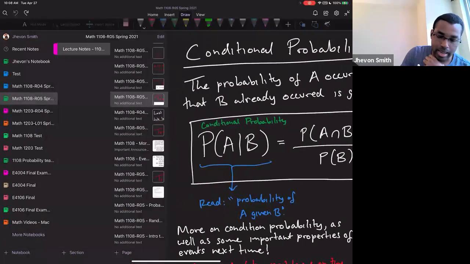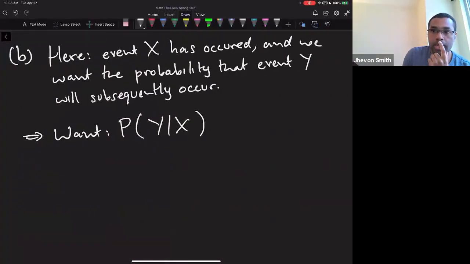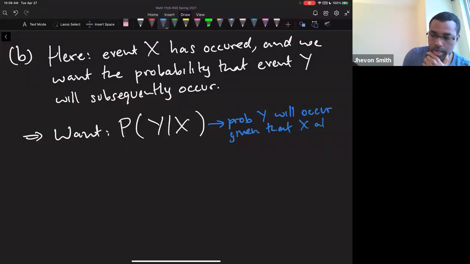That's not the same as "and." It's what we call a conditional probability. That's this. So this is the probability Y will occur given that X already occurred.